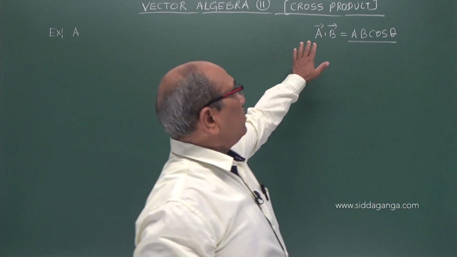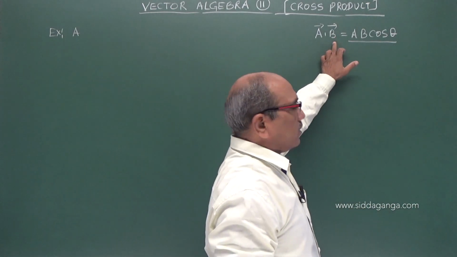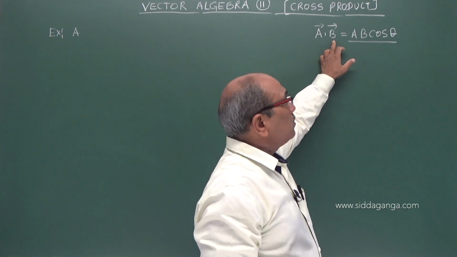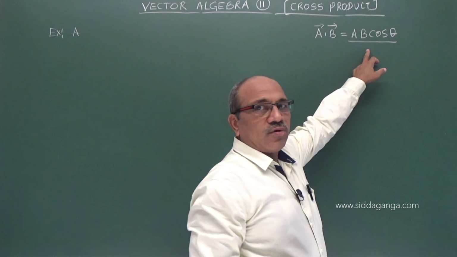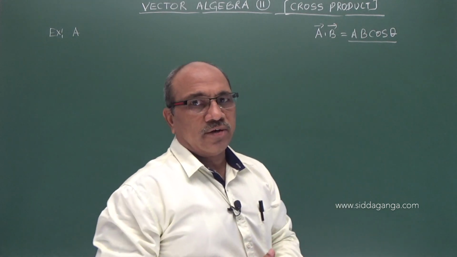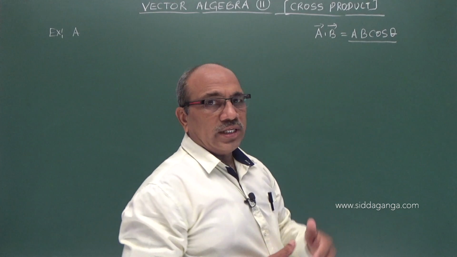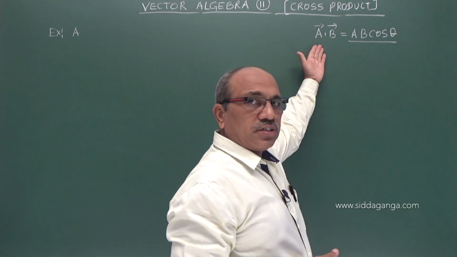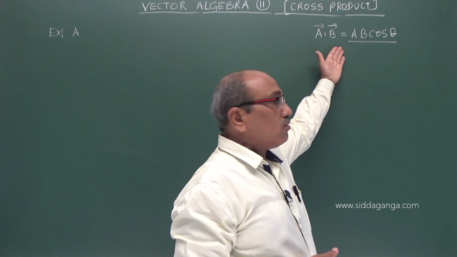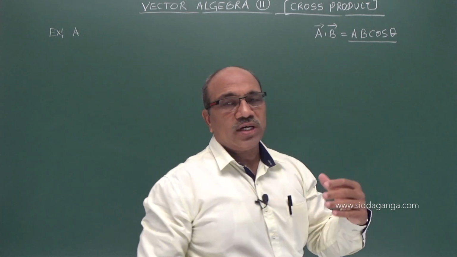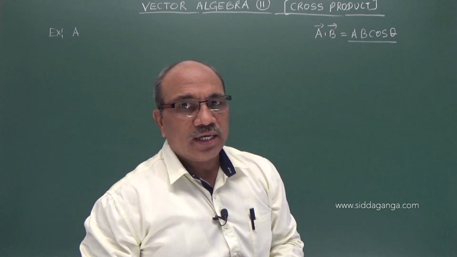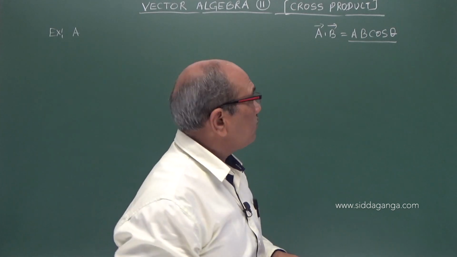One physical quantity multiplied with another, both are vectors, we get a third physical quantity which is a scalar. That is what in the example we have taken, force into displacement. Force is a physical quantity, displacement is a physical quantity, but we get work done. Work is another physical quantity where it does not require any direction, it is a scalar quantity.